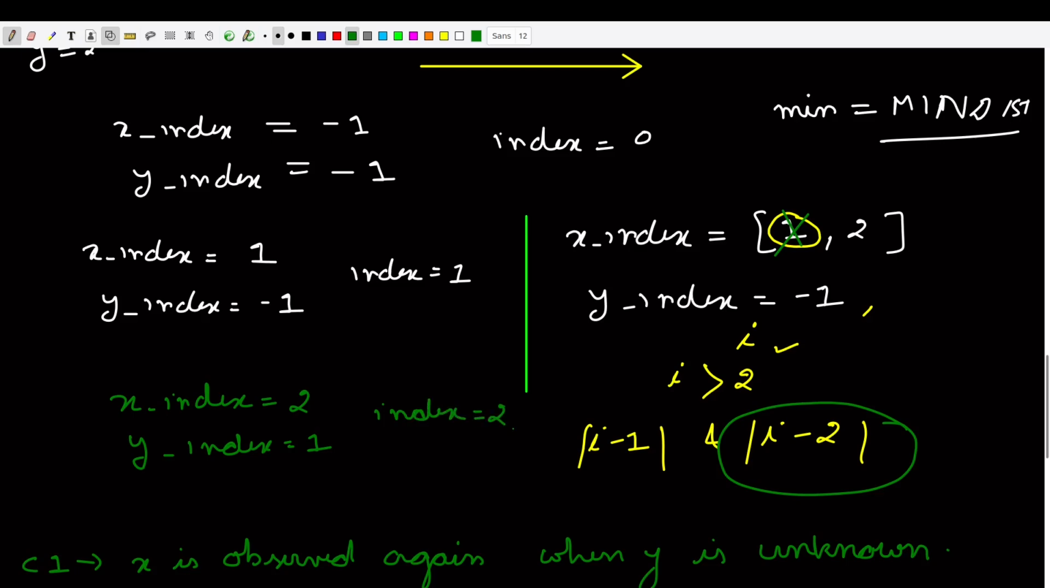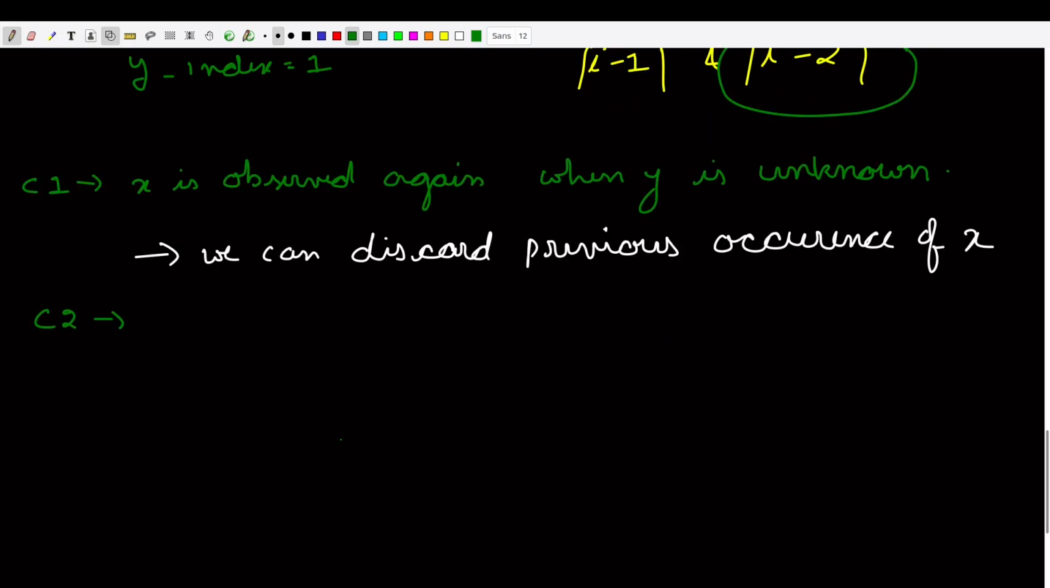Okay, so that is one level of optimization. Now from this itself we can say that the second optimization, or the second case which could occur, is that x is observed again when y is known, right? Let me explain this. What do I mean by this?